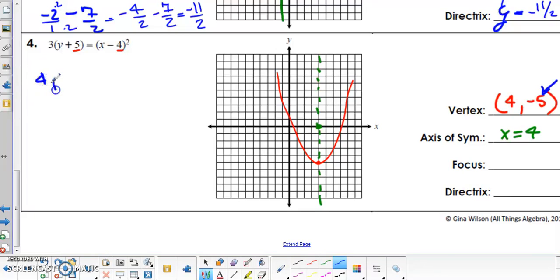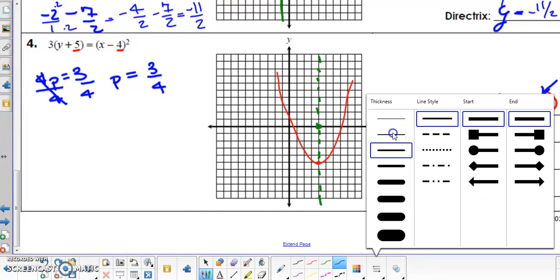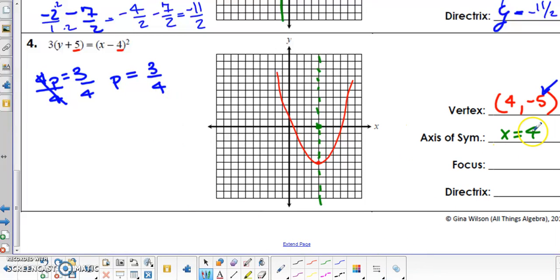Here, I have 4p equals 3. Divide by 4 to both sides. I get p equals 3/4. So I need to take that 3/4 and add it to my vertex to get my focus, and subtract it from my vertex to get my directrix. Again, since this is x equals, this is going to be a y equals.